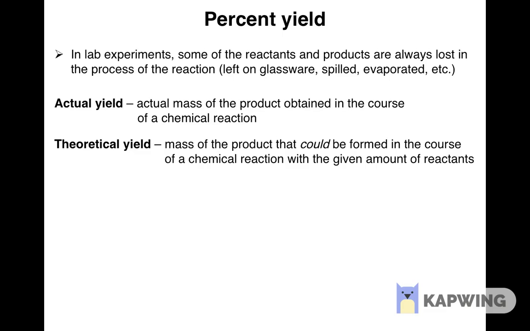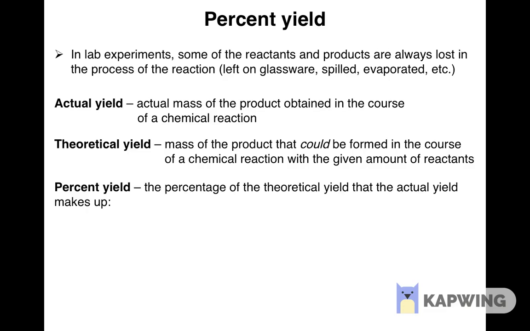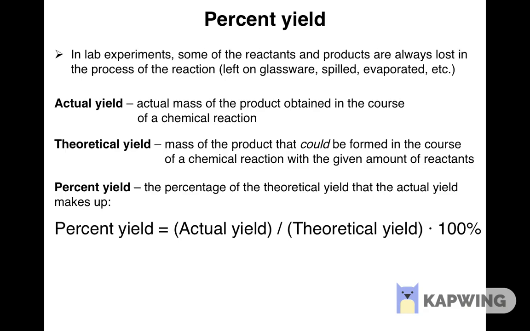This comparison is most commonly performed by calculating the percent yield, which is defined as the actual yield expressed as a mass divided by the theoretical yield expressed as a mass and multiplied by 100%. The percent yield is the actual yield divided by the theoretical yield times 100%.